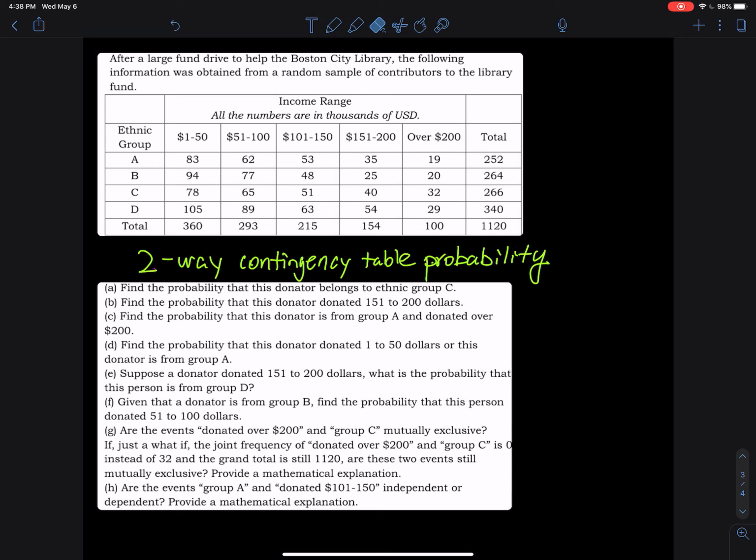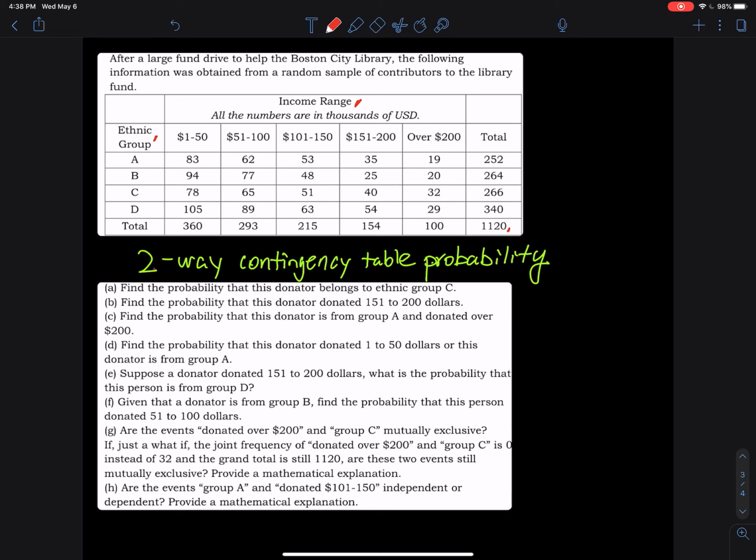The two-way contingency table is widely used in statistics. So what is a two-way contingency table? We have two variables. The first one is the income range. The second one is the ethnic group. And in this study, there is a grand total or table total, that is 1120. So there are 1120 people or subjects in this study.